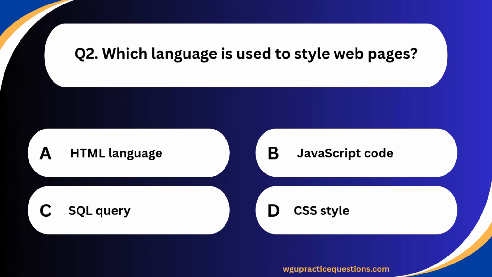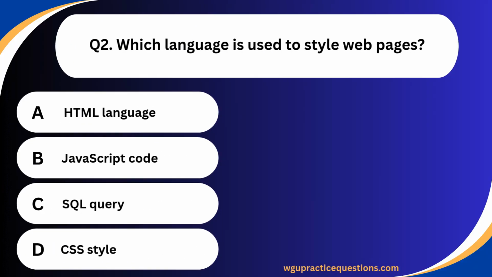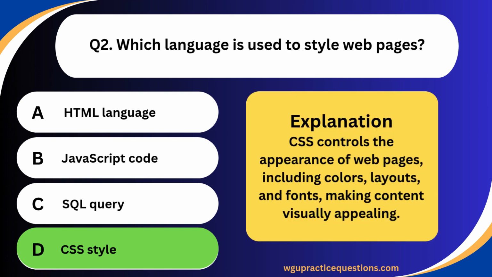Question 2. Which language is used to style web pages? A. HTML language. B. JavaScript code. C. SQL query. D. CSS style. Which one is the correct answer? The correct answer is D. CSS style. Explanation. CSS controls the appearance of web pages, including colors, layouts, and fonts, making content visually appealing.